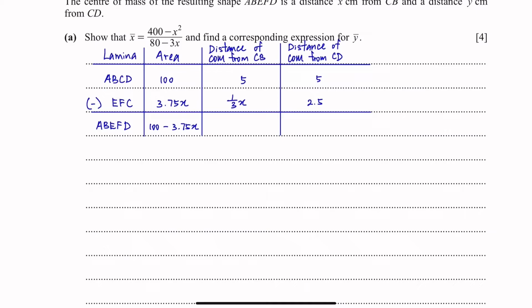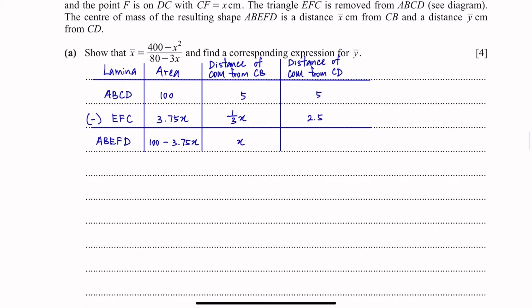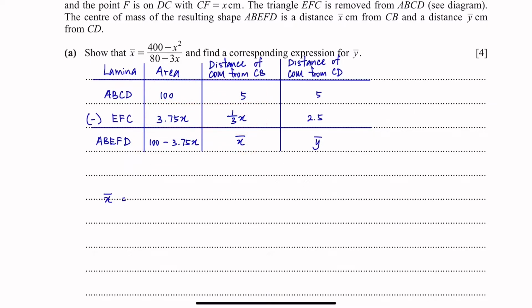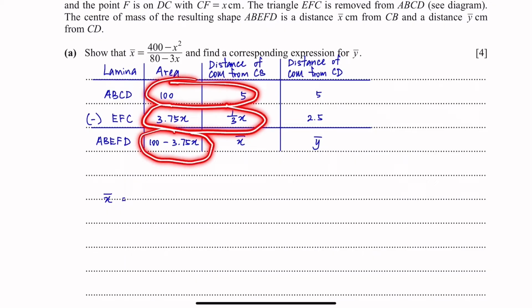And for the distance of COM from CB of ABEFD, we know that this is x bar and this is y bar. And these two are the unknowns that we need to find. So for x bar, we can take the product of these two minus the product of these two equals to the product of these two, right? So basically x bar is equal to the product of these two minus the product of these two, divided by the area of ABEFD.